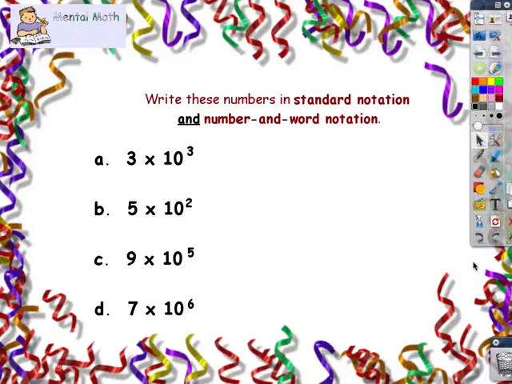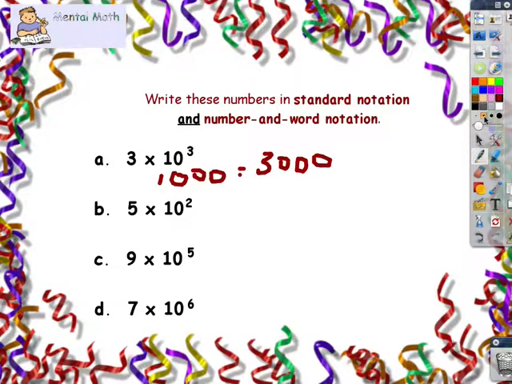Standard notation, remember, is writing the number how we normally see it. So remember, 10 to the third is equal to 1,000. Okay, so we have 3 zeros added on to the 1. We have to multiply that by 3 to get 3,000.